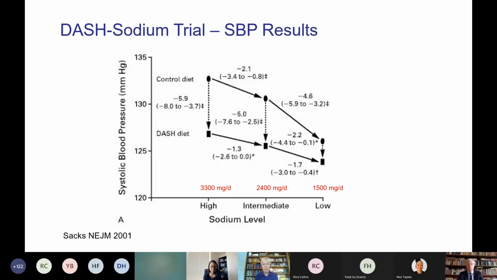And they found that even within each diet, there was a large reduction in blood pressure with reducing sodium, particularly with the control diet, which was the usual Western diet, but also in the DASH diet. Going from the highest to the lowest, there was a reduction of about 3 millimeters on average, and it was higher, about 6 or 7, in the control diet.